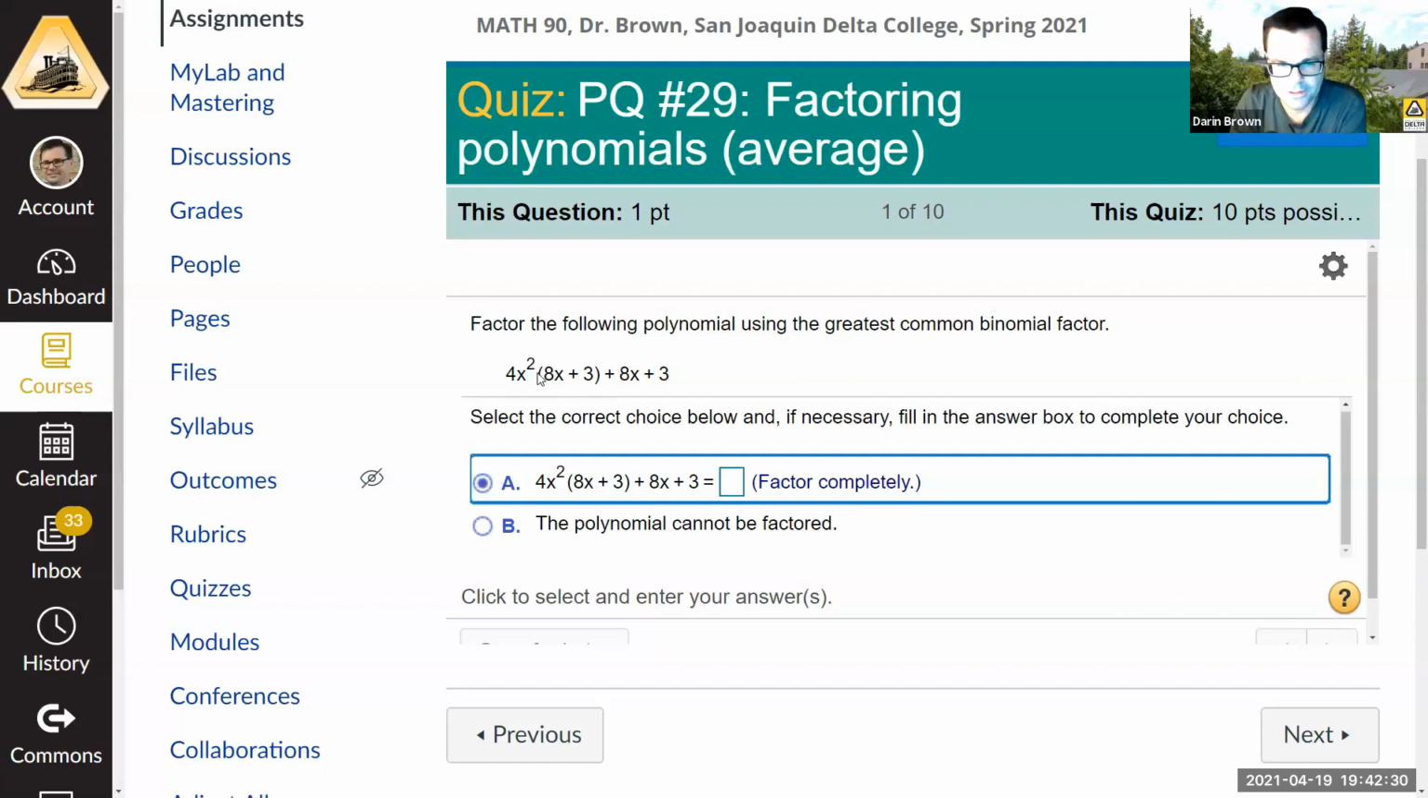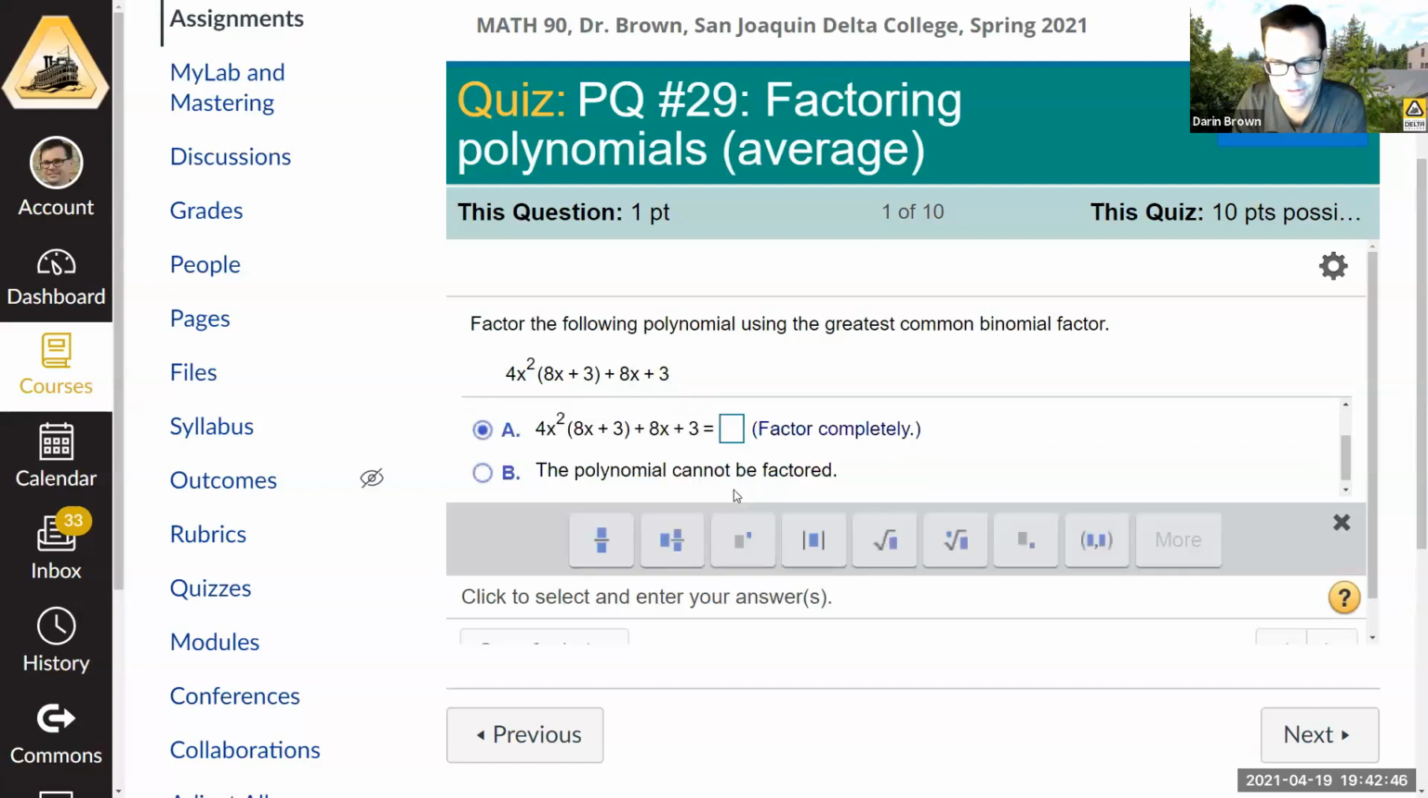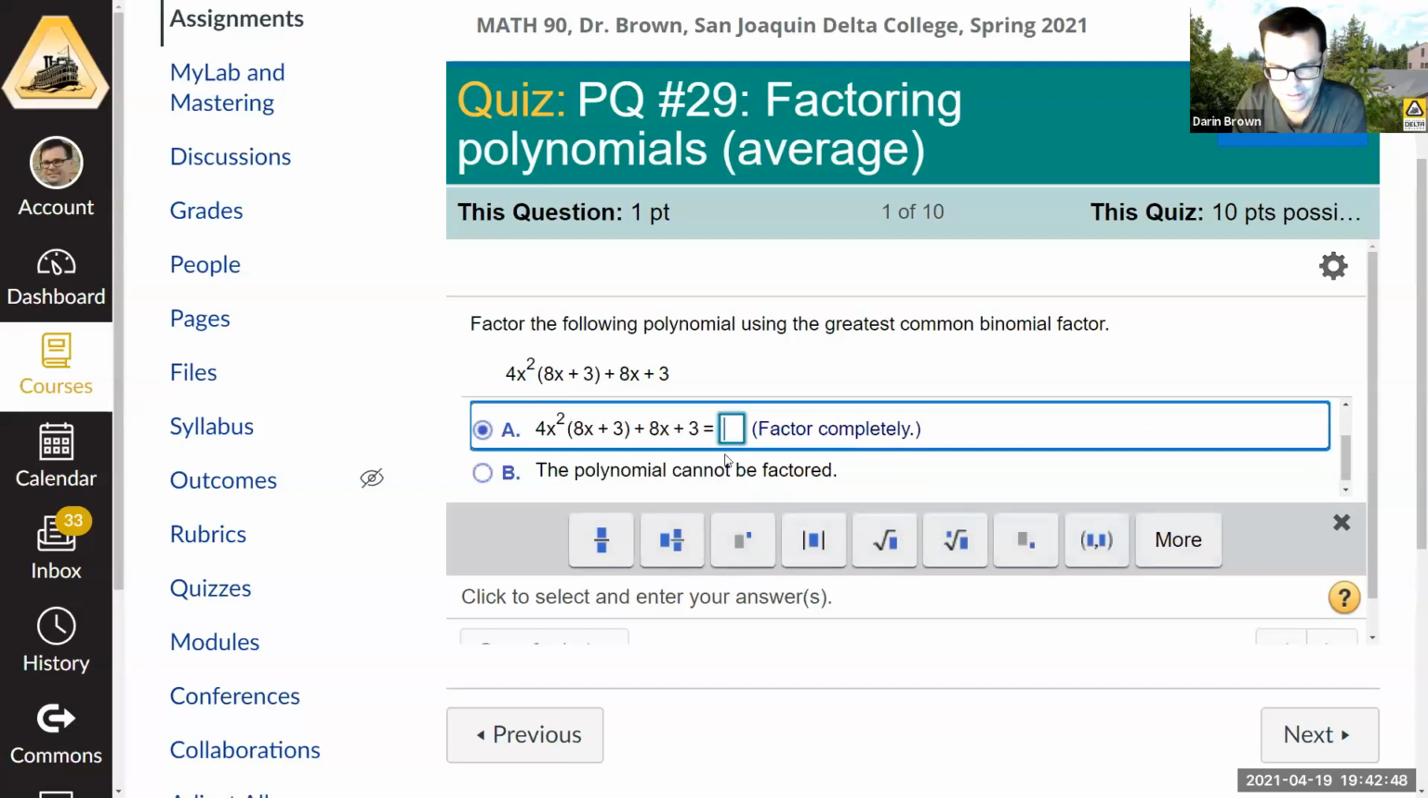So this one, you may be tempted to distribute through, but if you notice there's an 8x plus 3 inside the parentheses there. It's quantity 8x plus 3, and there's also an 8x term and a 3 term. So if you think of the parentheses around the 8x plus 3, this is one of those ones where you don't want to distribute and do factoring by grouping, because in a sense, you've already done a little bit of factoring by grouping.